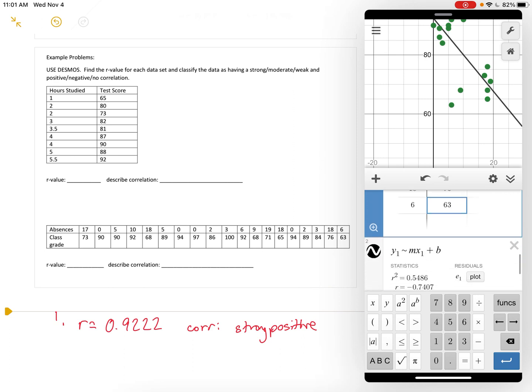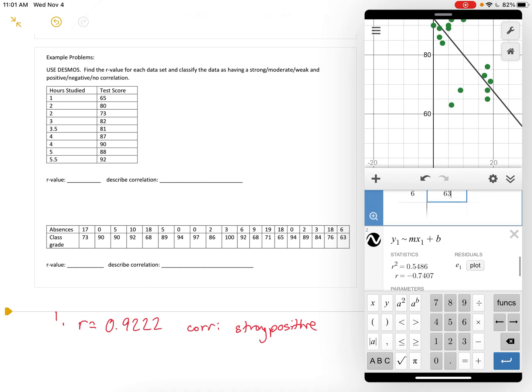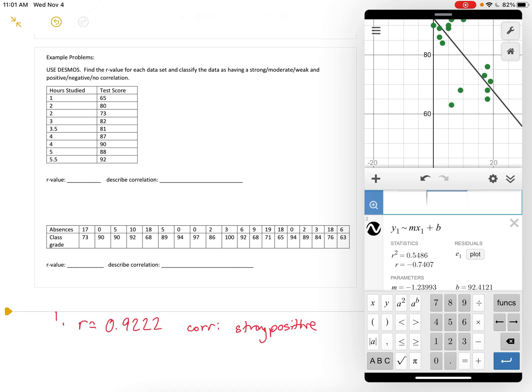As long as you already kept your equation in there, you don't have to type it again. But if you deleted it, remember you have to do y1 squiggle mx1 plus b. And then from there, Desmos gives you all the information you need. So this time, we're looking at r, not r squared, but r: negative 0.7407.